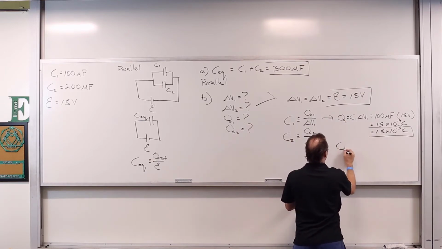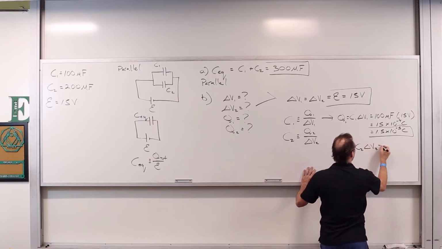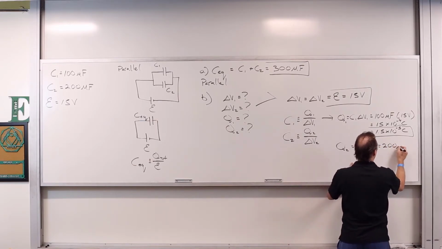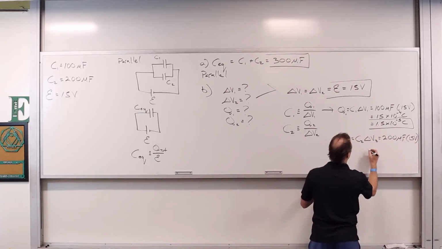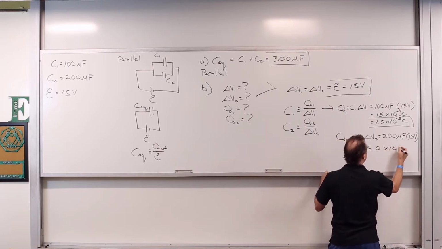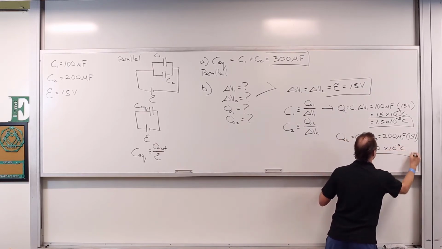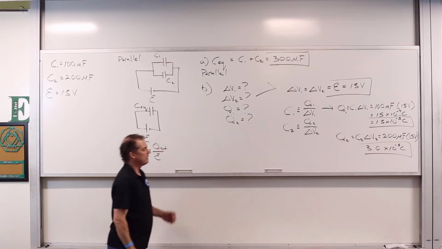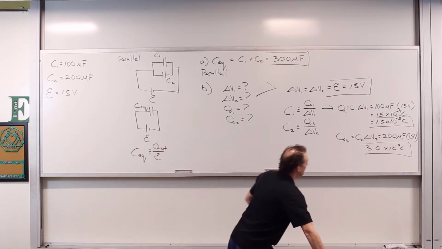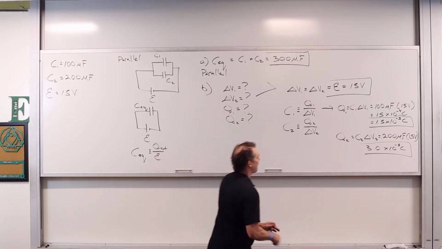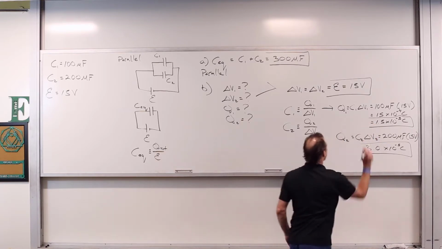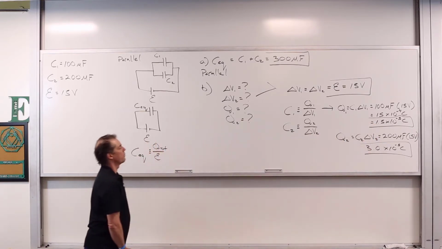And then we go ahead and say, well, what about capacitor number 2? It's going to be gotten by C2 delta V2, which will be equal then to 200 microfarads times 15 volts, which is 3.0 times 10 to the negative 3 coulombs. And there we go. We've got those individual charges stored, and that's pretty much that. Sure, I'm messing up some decimal places there. So there we go. Got the charges stored by the individual capacitors.